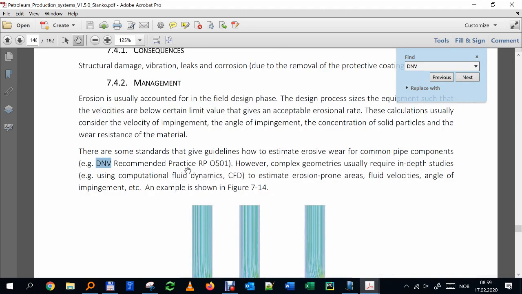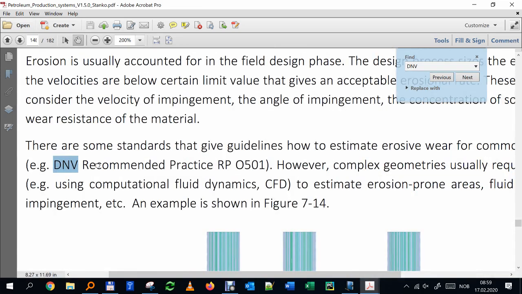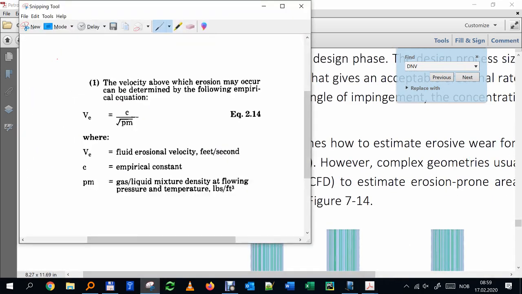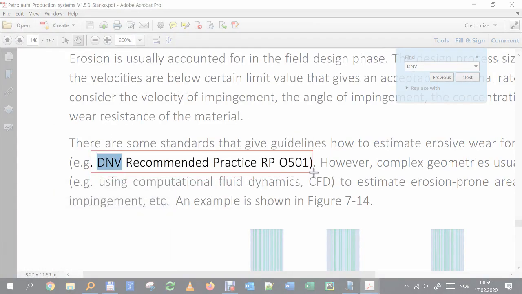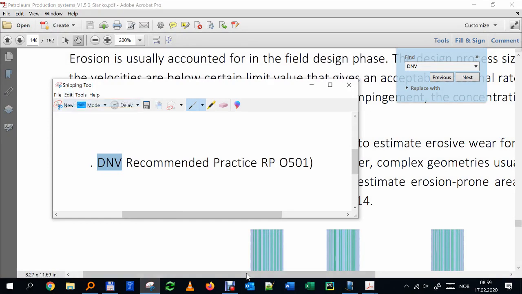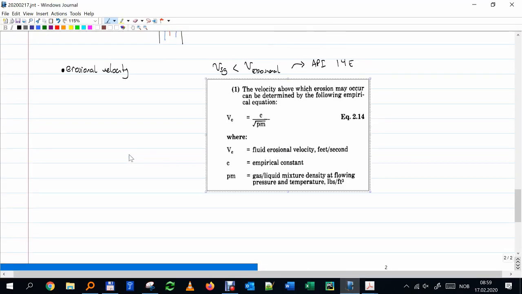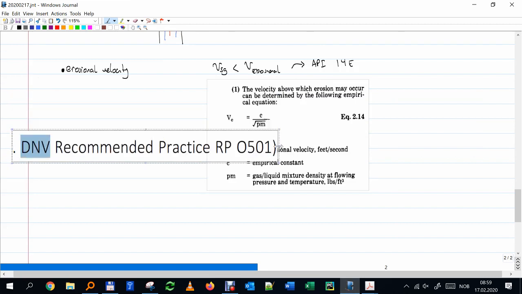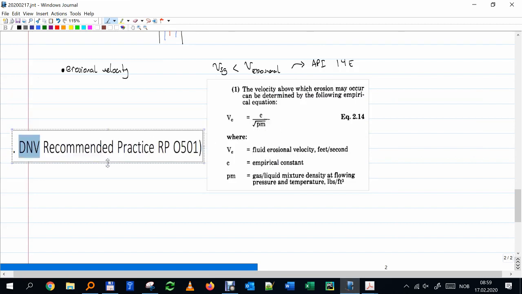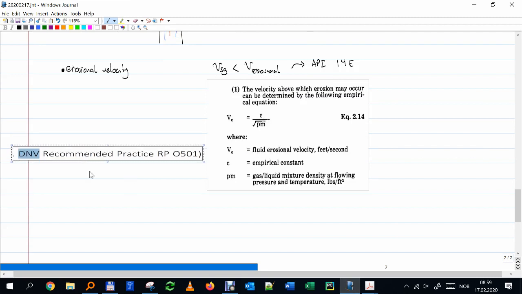Recommended practice 0501. That's what we use here in Norway. We don't use the API too much. They use this 0501. That is API 14A, and this is DNV. If you're going to be working on the Norwegian continental shelf, this will be in Norway. That's the one we use.